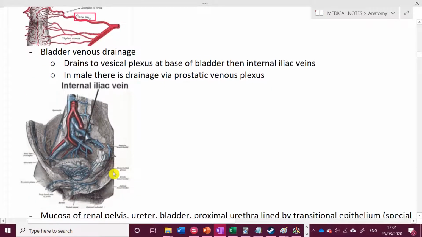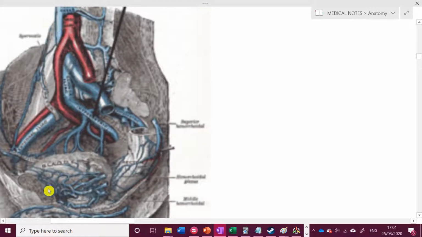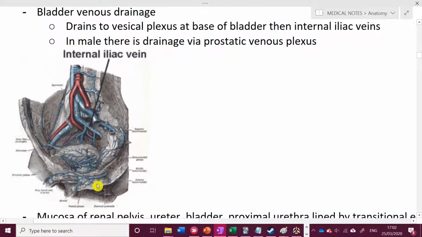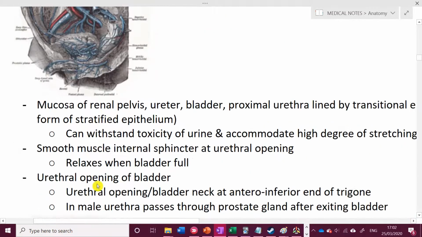The bladder venous drainage: it drains to the vesical plexus at the base of the bladder. As you can see here, there's the vesical plexus, it's a pixelated image. And then it drains into the internal iliac vein. And in the male, there's drainage via the prostatic venous plexus as well.